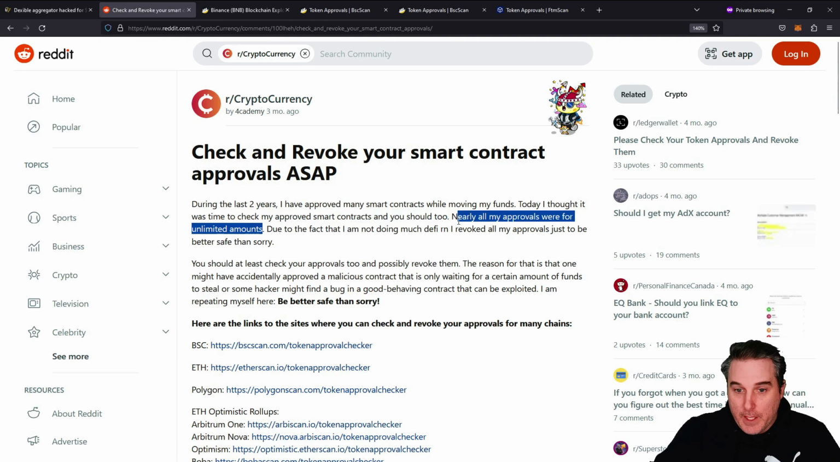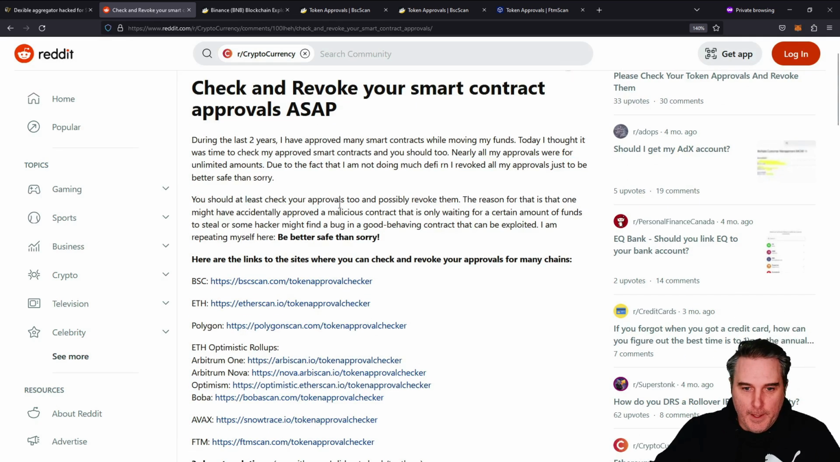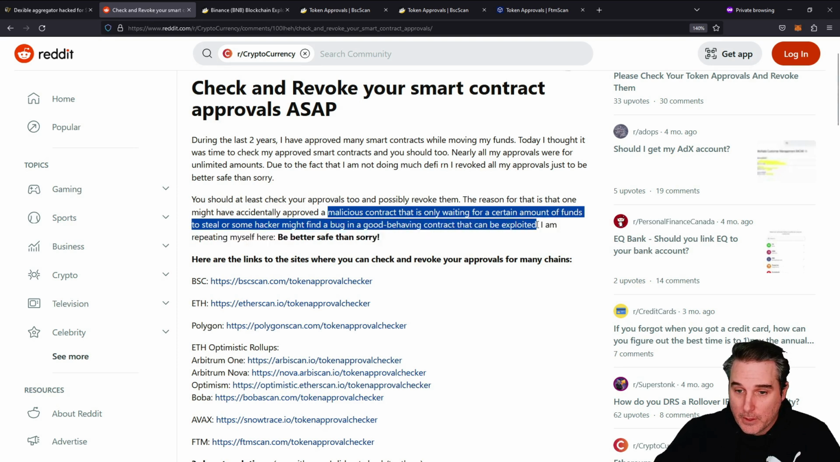So this user's saying that he went and looked at his approvals and found that most of them were for an unlimited amount. So you should at least check your approvals and possibly revoke them. Revoking means deleting them, pulling that access away from the wallet on chain. The reason is that one might have accidentally approved a malicious contract that is only waiting for a certain amount of funds to steal, or some hacker might find a bug in a well-behaving contract that could be exploited.